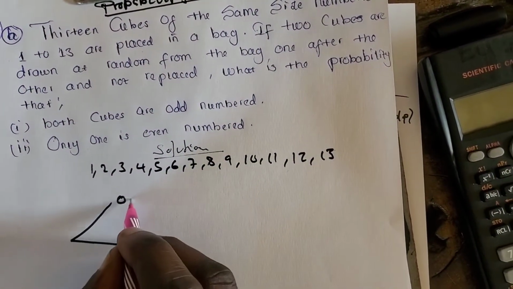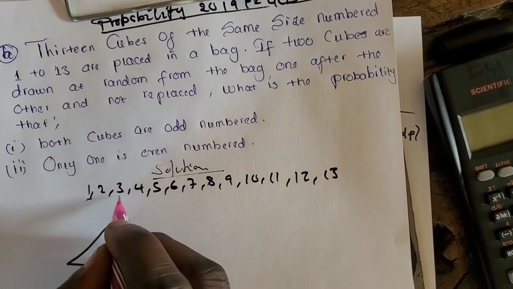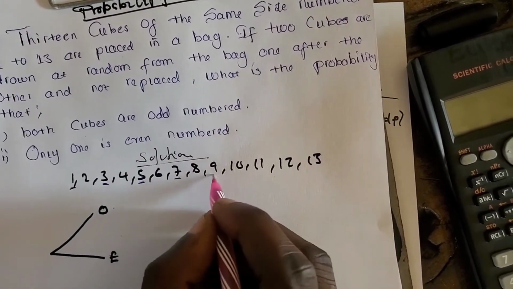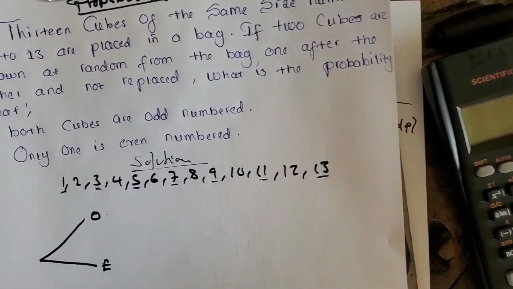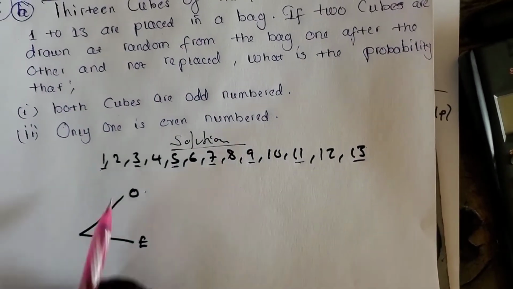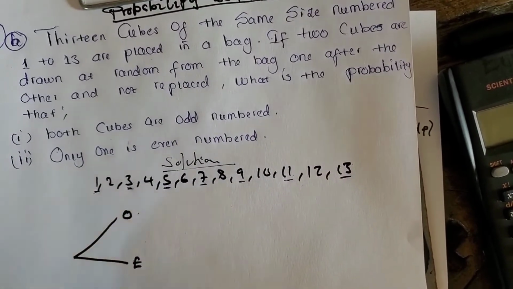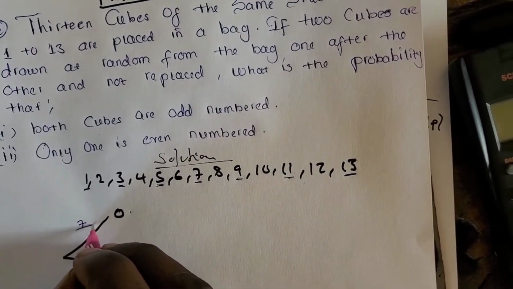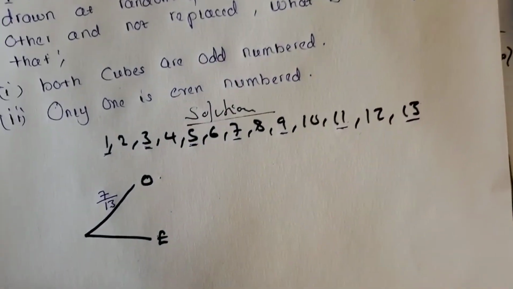Odd numbers are numbers that are not divisible by 2. 1 is not divisible by 2. 3 is not divisible by 2. 5 is not divisible by 2. 7 is not, 9 is not, 11 and 13 either. So, how many odd numbers do we have? We have 1, 2, 3, 4, 5, 6, 7. So 7 out of the total number of numbers, 13. Okay. Then how about even numbers?